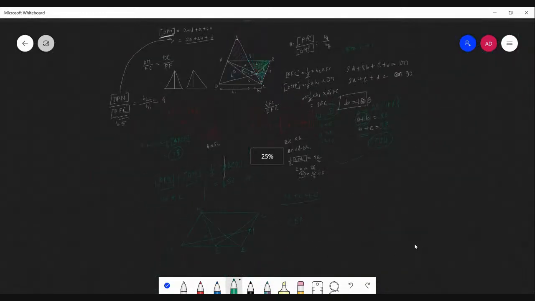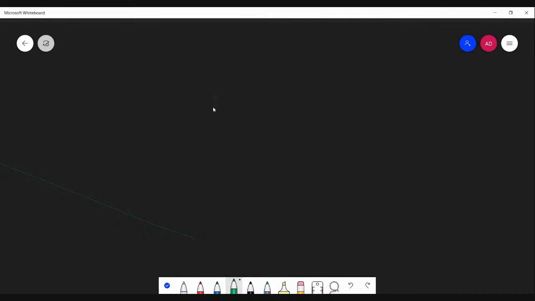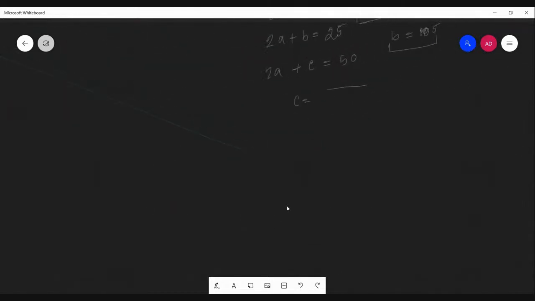So let's make a complete shift. I find that twice of A plus B is equal to 25 and twice of A plus C is equal to 50. Now I find B is equal to 10. Sorry, if I put this value, I find B is equal to 5. So A equal to 10. If I put the value of A here, so C is equal to what? I find it is twice of A plus C, right? Twice of A plus C is equal to 50.